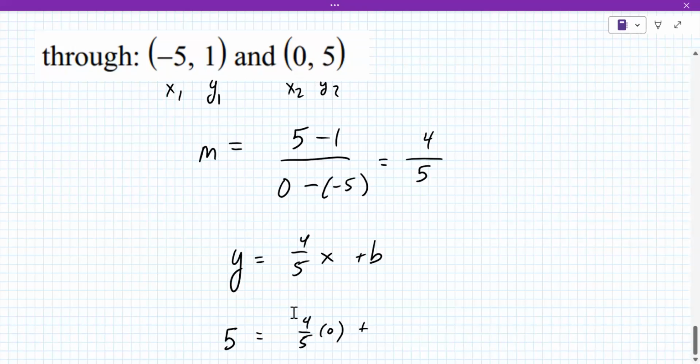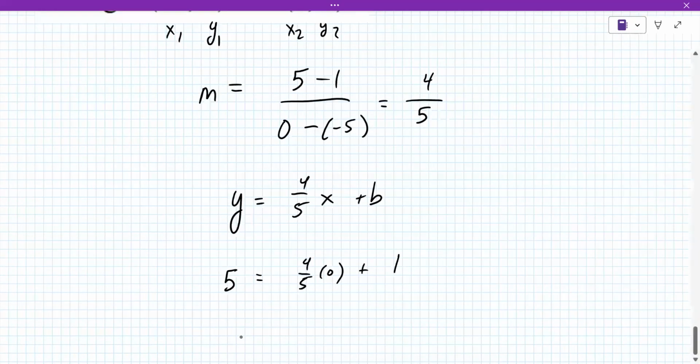Okay, but you swapped the letters. Oh, yeah, I totally swapped them. x is 0, y is 5. It will be plus 5. Yes. y equals 4/5 x plus 5.